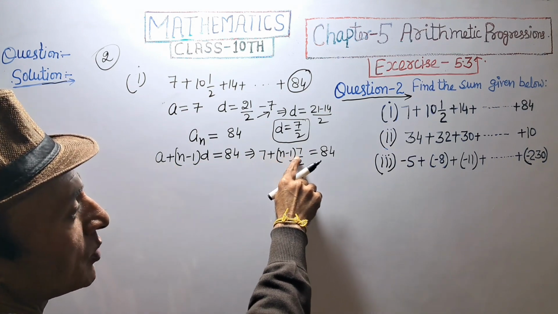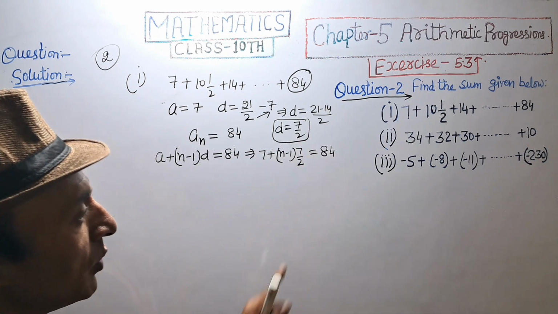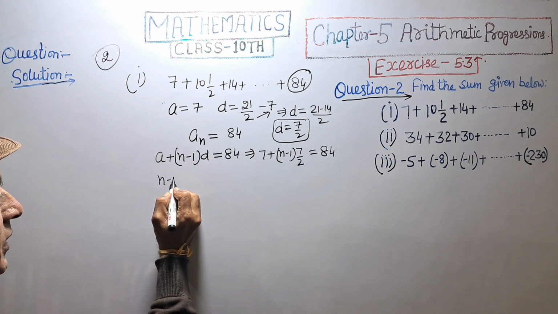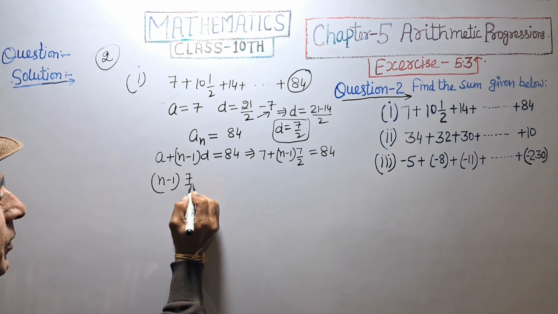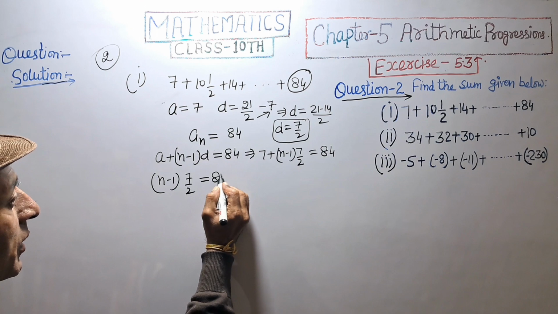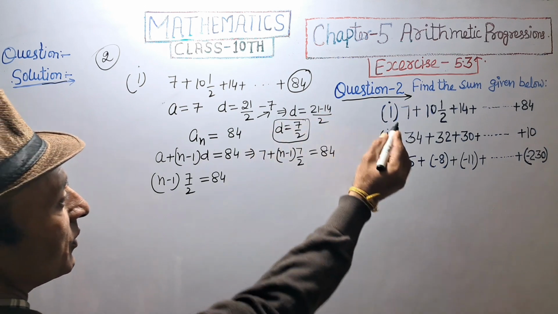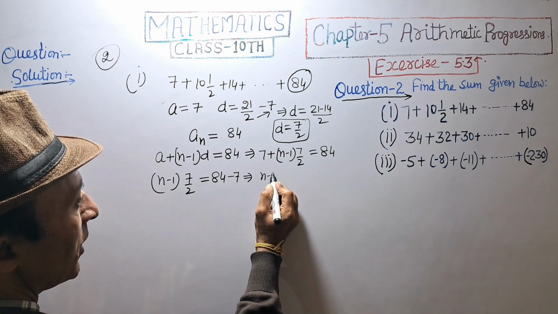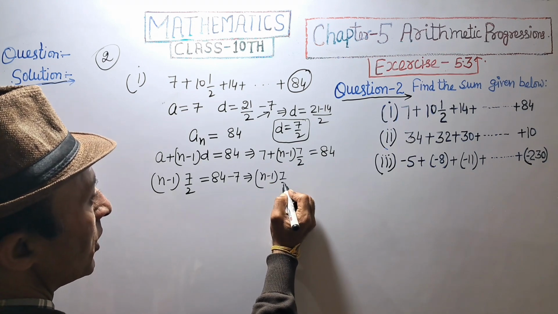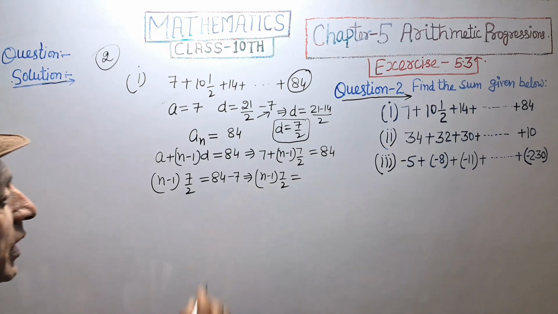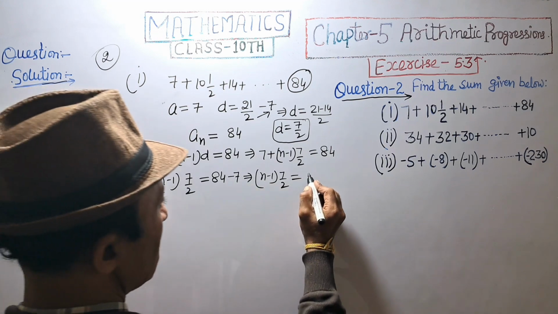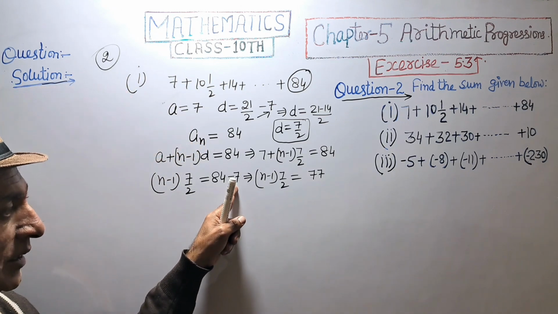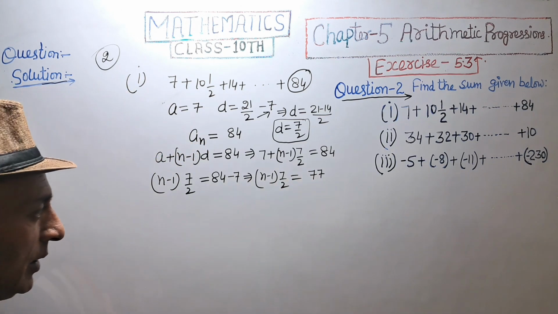7 plus (N minus 1) into D is equal to 84. So (N minus 1) into 7 upon 2 is equal to 84. Shifting 7 to the right side as minus 7, this implies (N minus 1) into 7 upon 2 is equal to 84 minus 7, that is 77. 84 minus 7 is equal to 77.